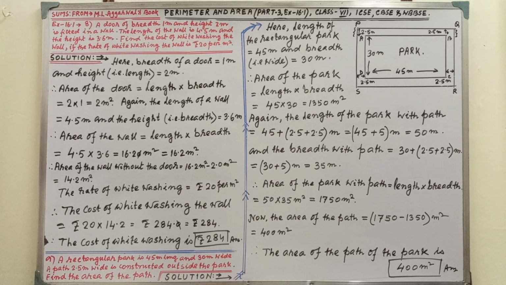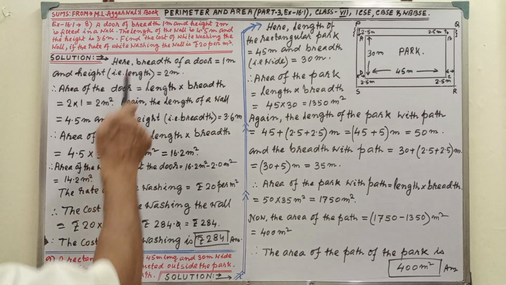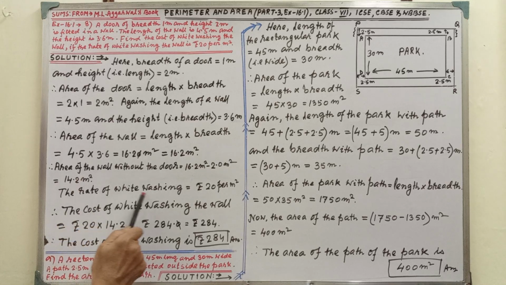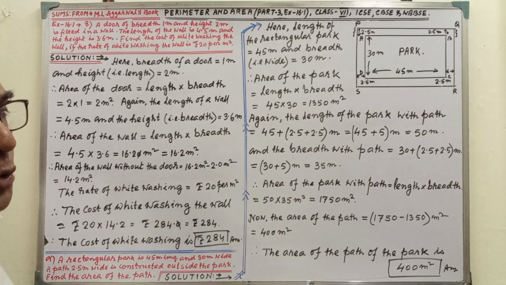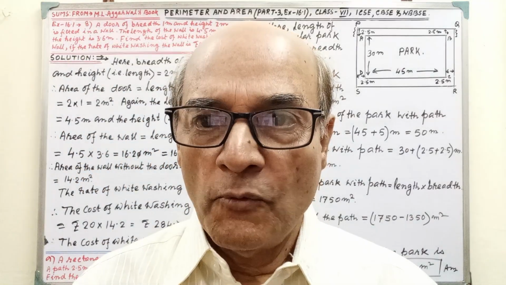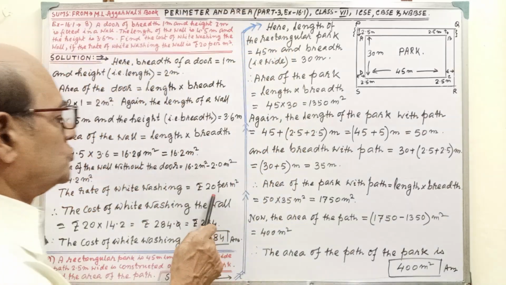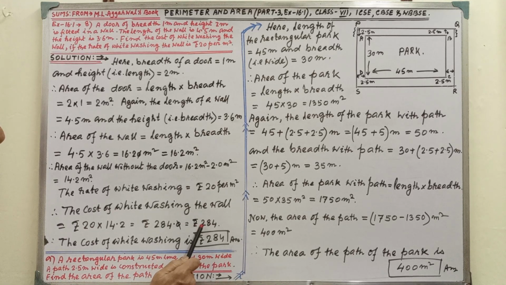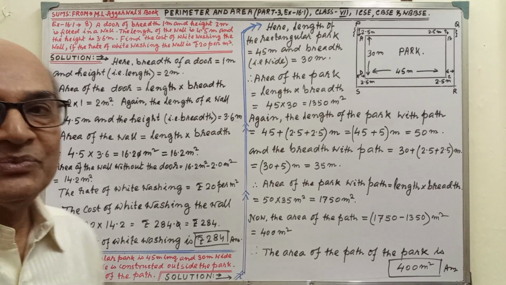Now we have to find out the cost of whitewashing. The rate of whitewashing is given, rupees 20 per meter square. That means to whitewash 1 meter square, it requires rupees 20. The area of the wall to be whitewashed, we have to multiply with rupees 20. By multiplication we are getting rupees 284. This is the cost of whitewashing the wall.